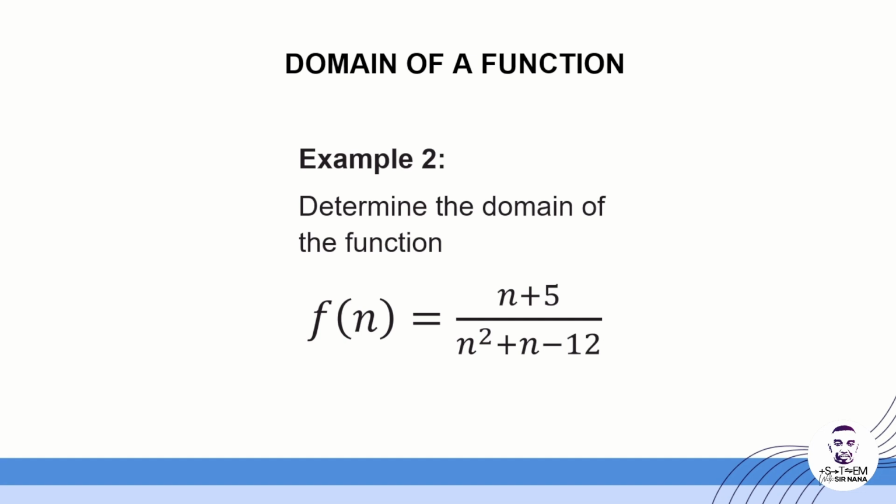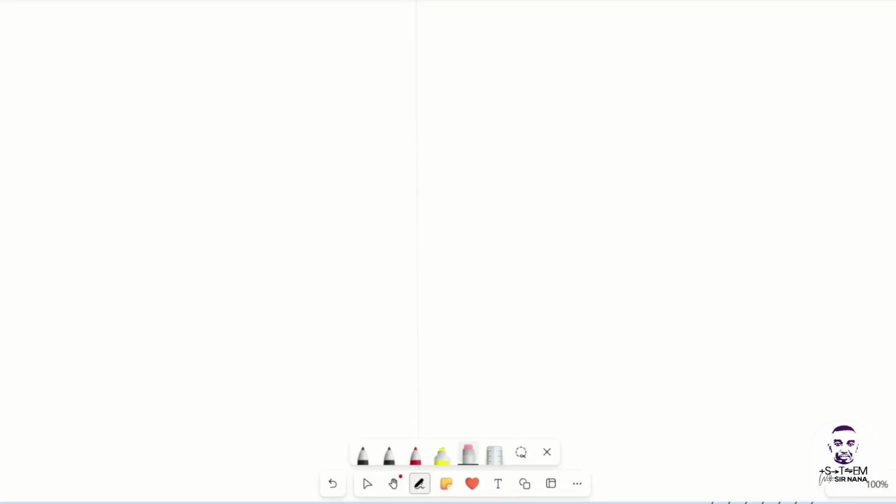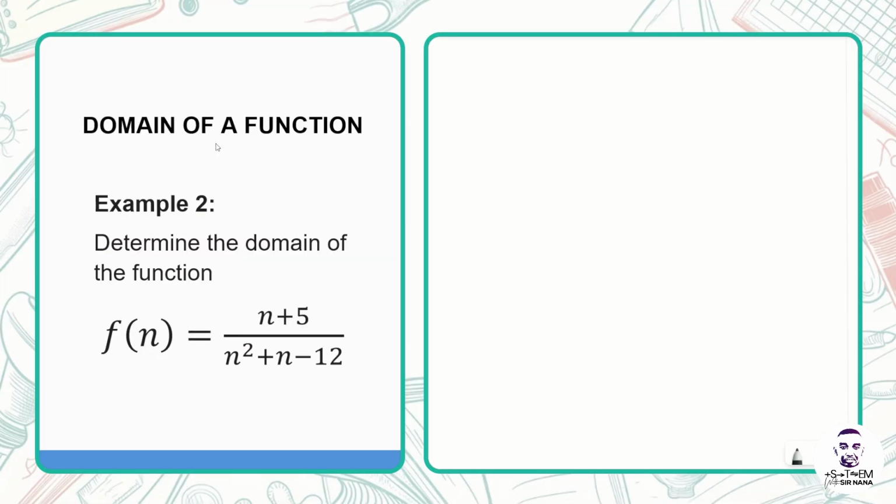By now, I believe you know the type of function that has been stated here, right? This function we know is a rational function, any function that is of the form f of a all over g of b. It's a rational function. So let's look at how we can find the domain of this function. Basically, the function that has been given to us is f of n, which is equal to n plus 5 all over n squared plus n minus 12.